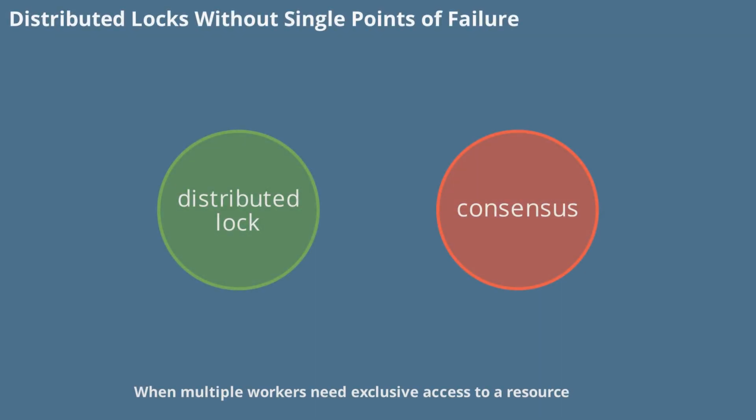When multiple workers need exclusive access to a resource, you need a distributed lock. Using a single Redis instance works until it goes down, creating a single point of failure. Algorithms like Redlock or systems like Zookeeper provide distributed consensus, ensuring that locks are reliable even if some nodes fail. Understanding these mechanisms is vital for building resilient distributed systems.